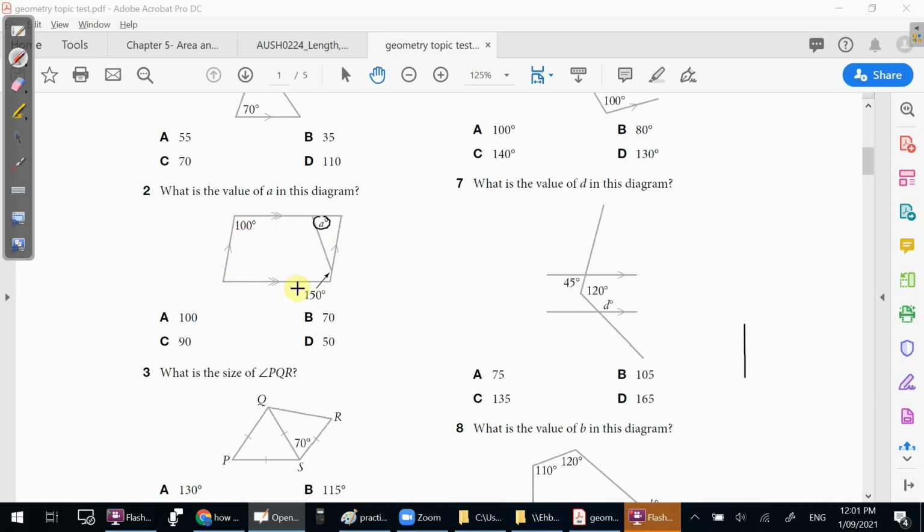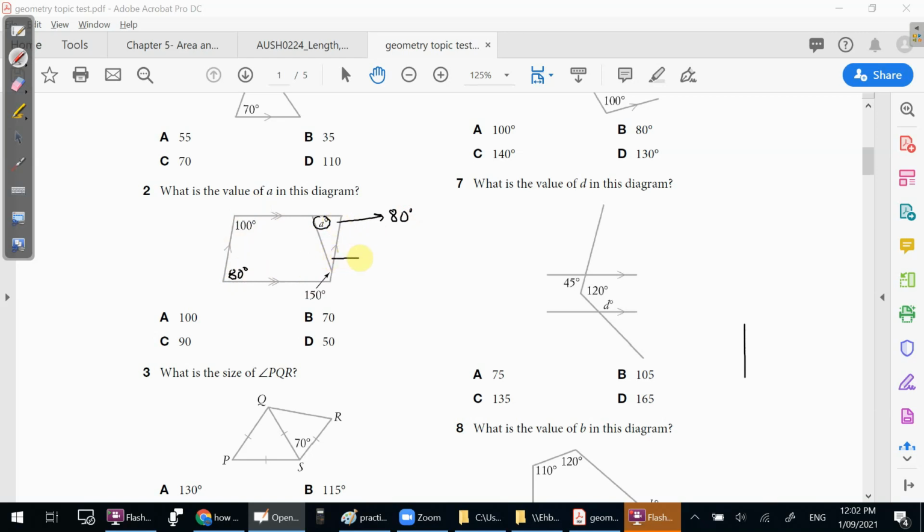So firstly, parallel lines, 100 is co-interior with that one, which would have to be 80. And then that makes this one over here, on the opposite side to it, the same. That's what happens in parallelograms. So you've got to know the properties. In a parallelogram, the angles opposite each other are equal. And in the parallel lines, these ones form the interior angles, which add up to 180. And then that means I can get that one, which is 80.